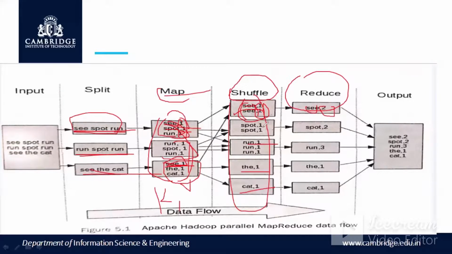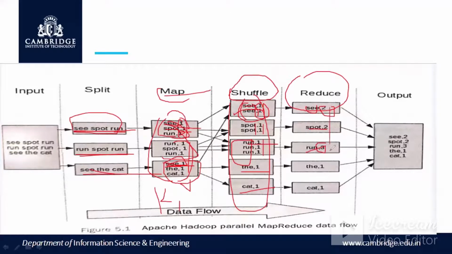Similarly, in the next shuffler, you can see the reducer will reduce this key to spot and reduce the count to 2. So you can see spot 2. Similarly for the word run, the key here is run. The reducer reduces the key to run and reduces the values 1, 1, 1, that is 1 plus 1 plus 1, that is 3. So there are 3 occurrences of the word run. And similarly the and cat have appeared only once in the text file.